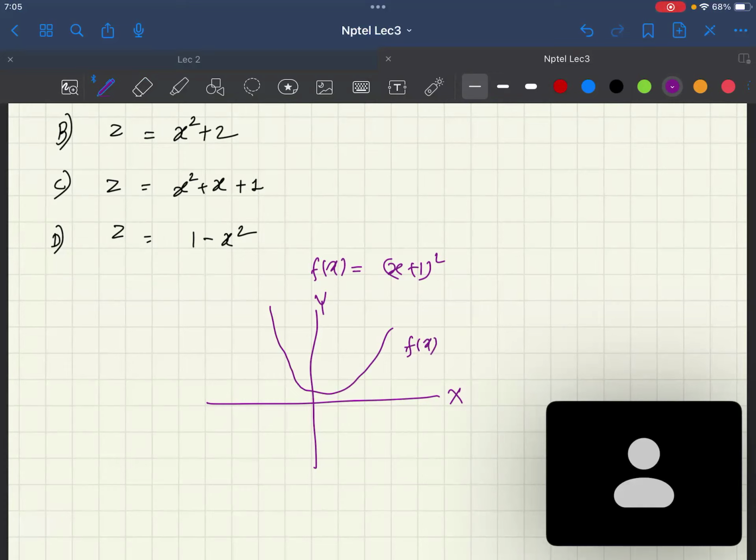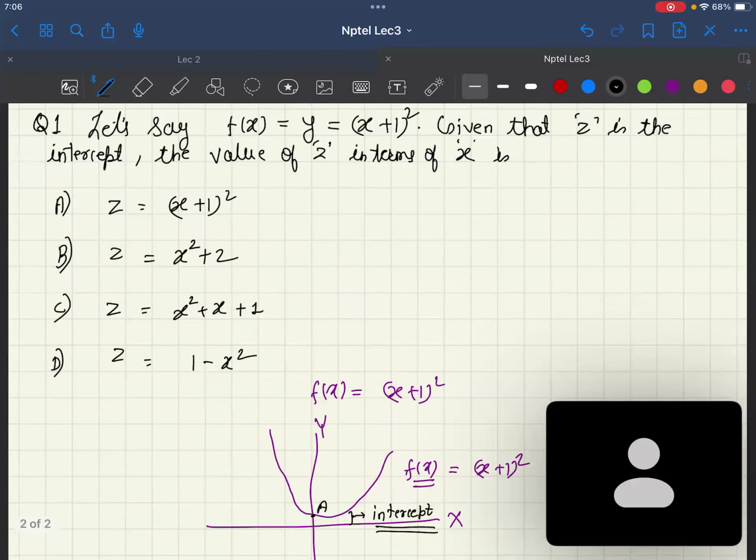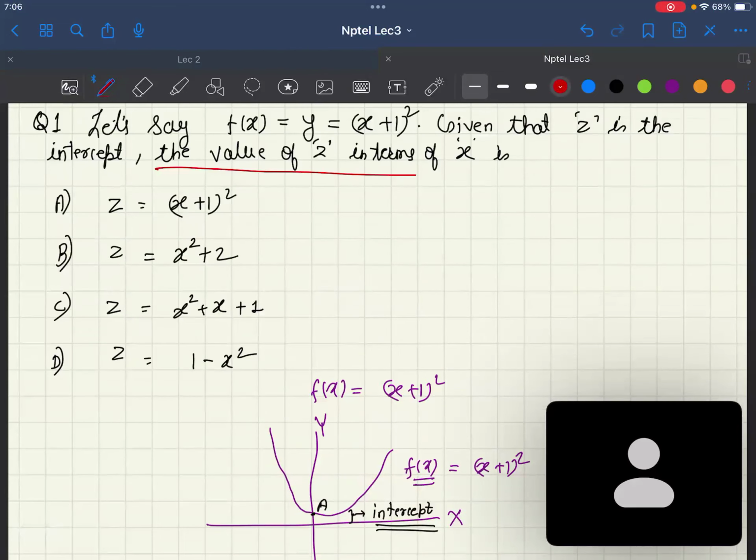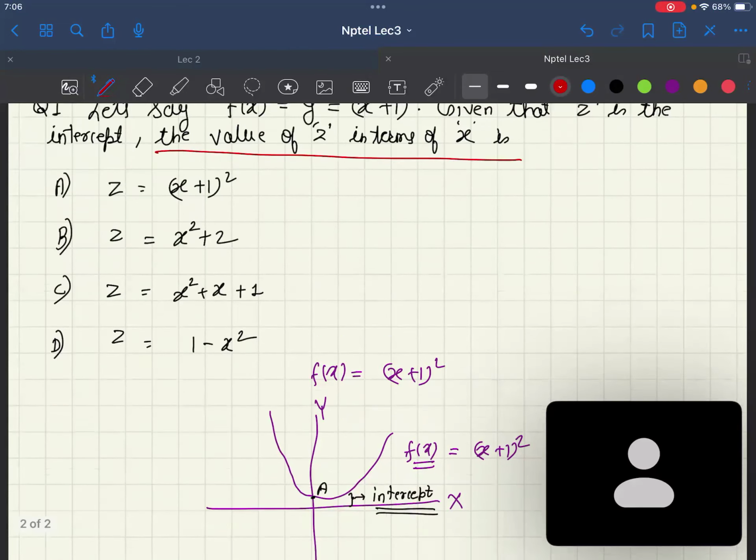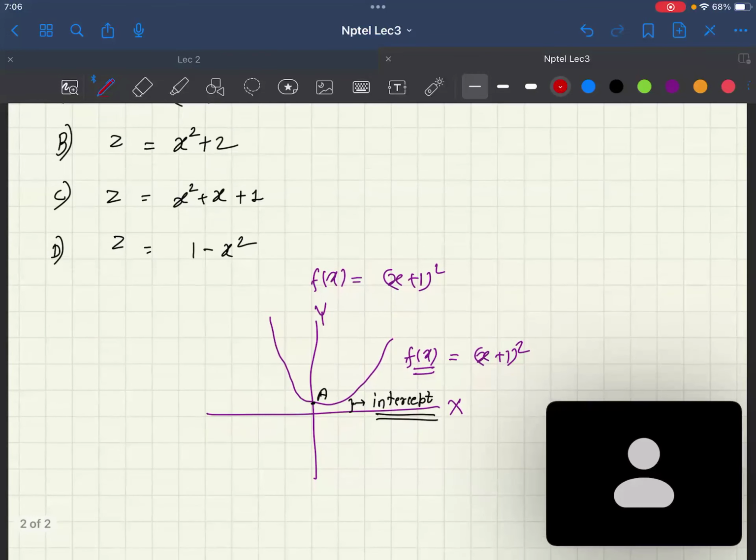Now we have been given this value of f of x, which is x plus 1 whole square. And let's say it is cutting the y-axis at some point. Let's say this is point A. Now this is what is meant by intercept, right? And this is what has been asked here. So here, if you look at what is the value of intercept. I hope the question is clear to everyone.